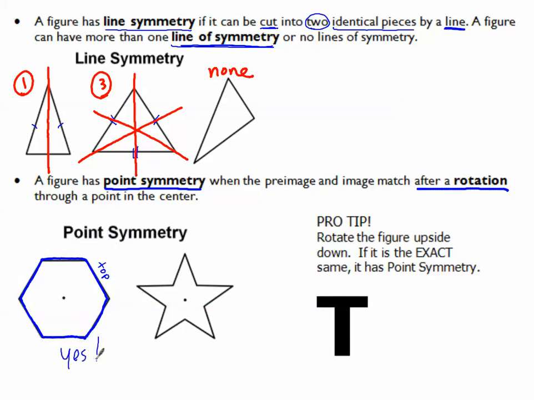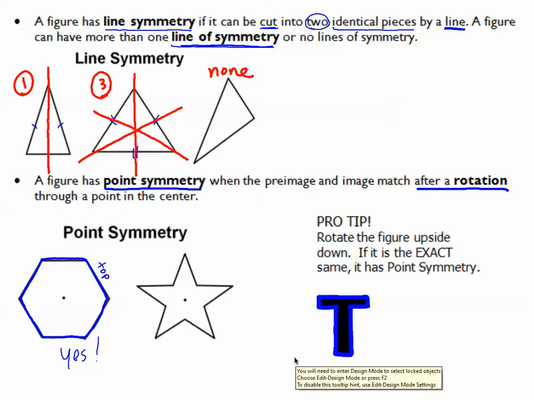Does this one have point symmetry? What about this one? Well, let's try something similar like I did before. I am going to outline this. And now I'm going to try to rotate it about its center. Does it look the same again? Not yet. Now it's an upside down T, and it doesn't look the same again until we get all the way back around to the beginning.